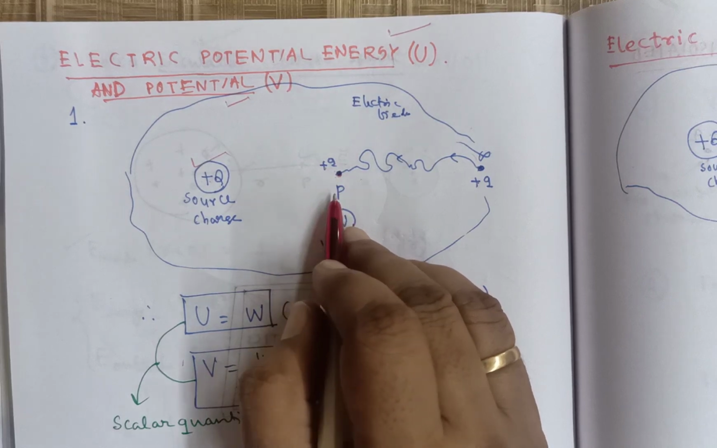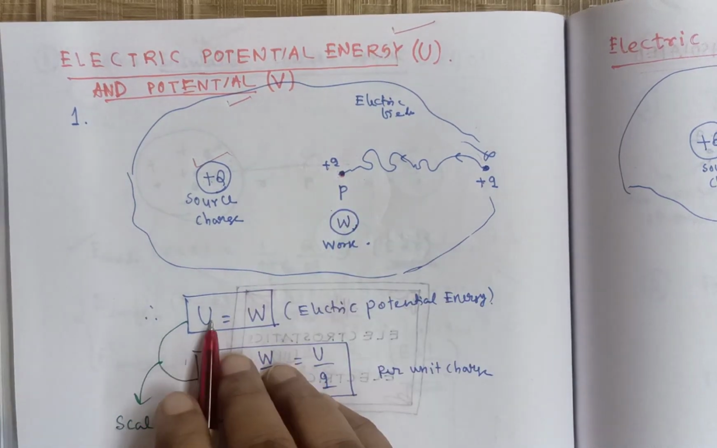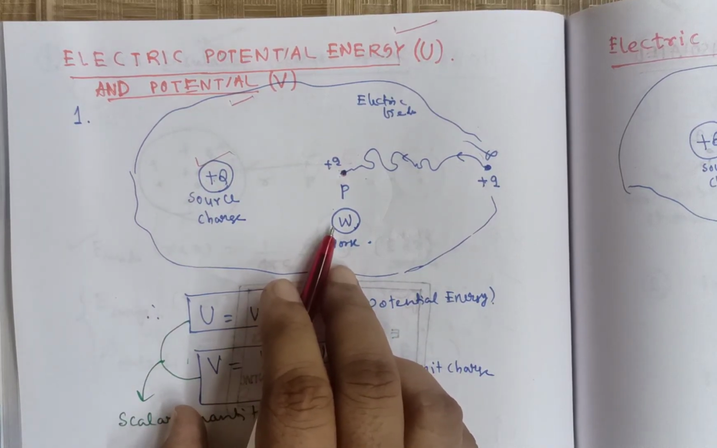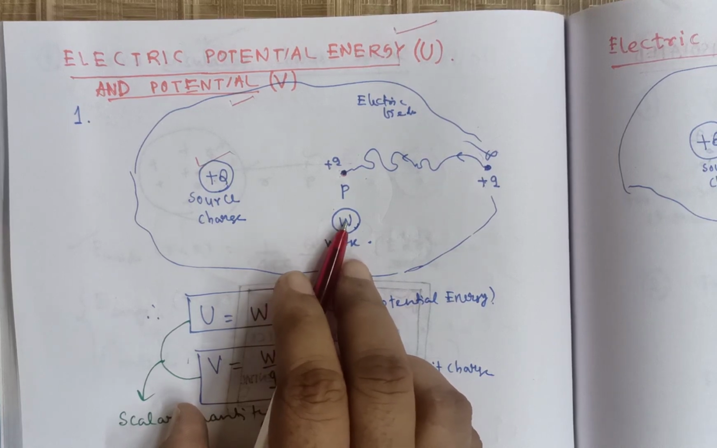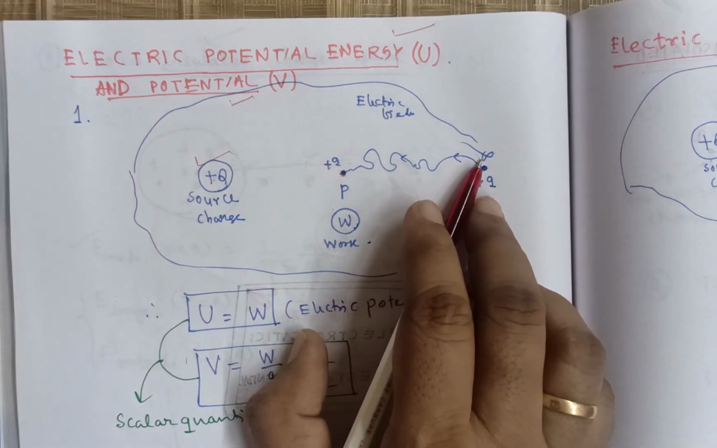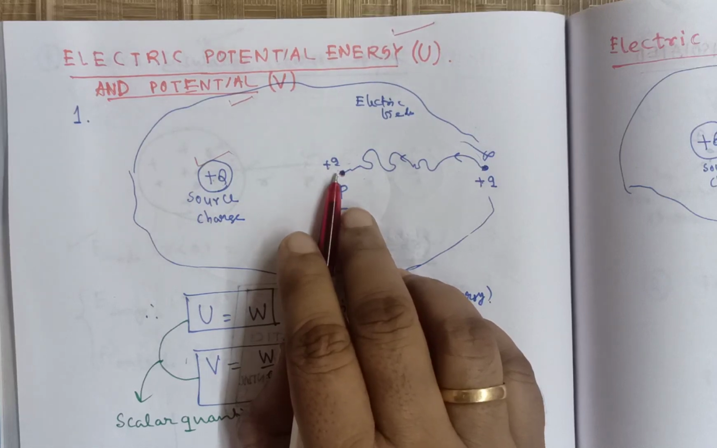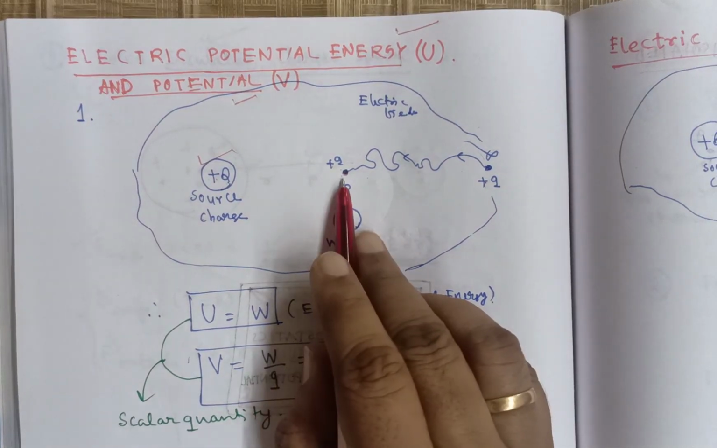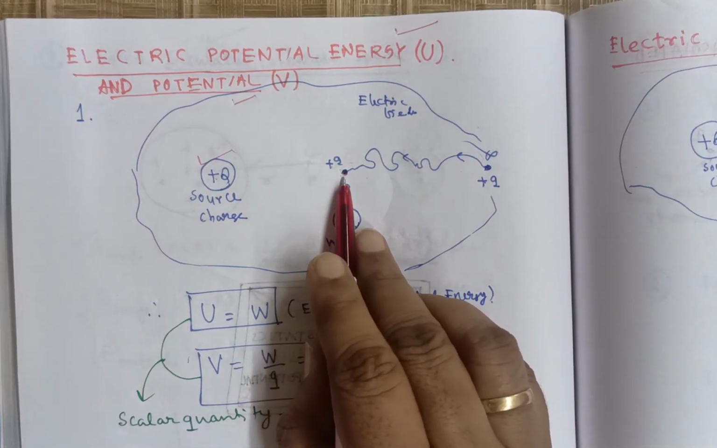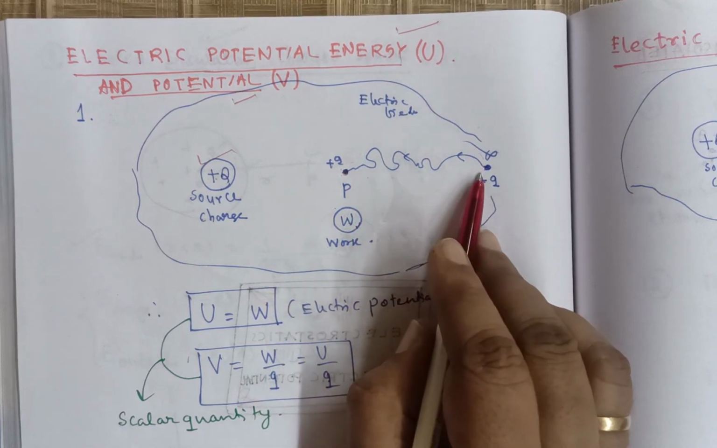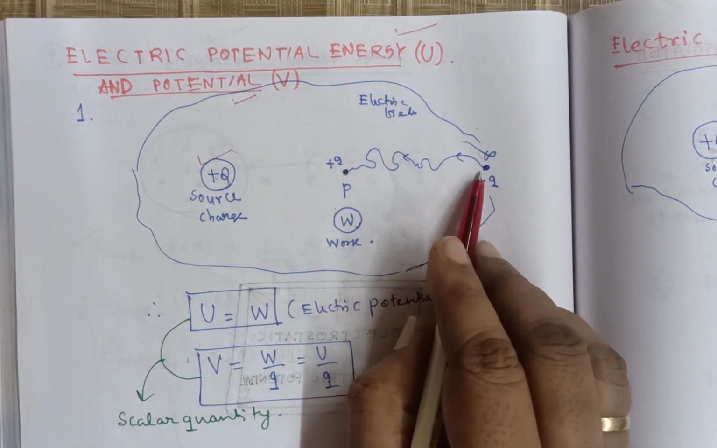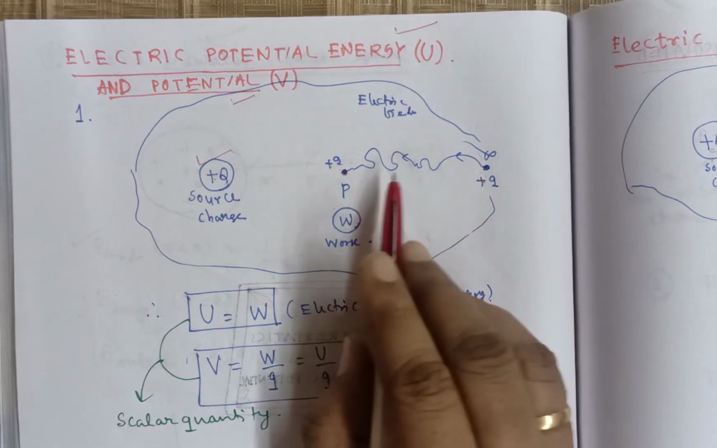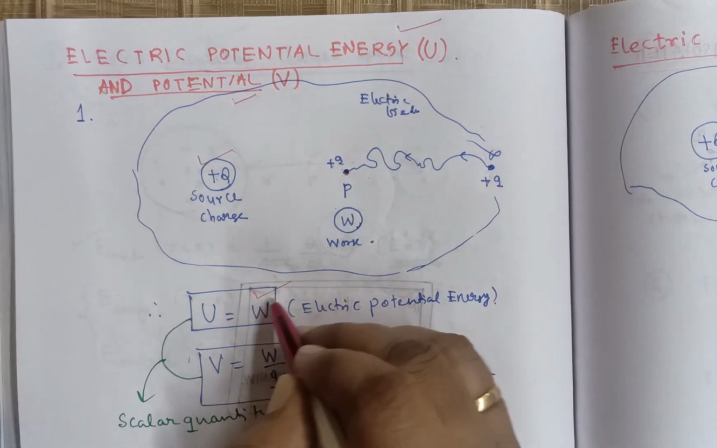So in which language will you define this electric potential energy? Electric potential energy is some amount of work done. For which purpose? This work done is used to bring a test charge from infinity to the desired point. So this is the definition of electric potential energy. Electric potential energy at any point inside the electric field may be defined as the amount of work required for bringing a positive charge from infinity to the desired point. This is your electric potential energy.